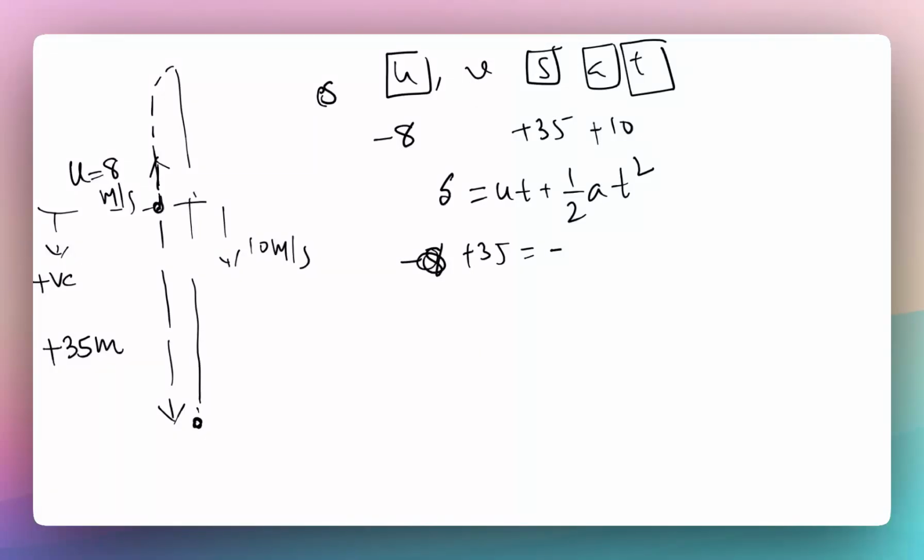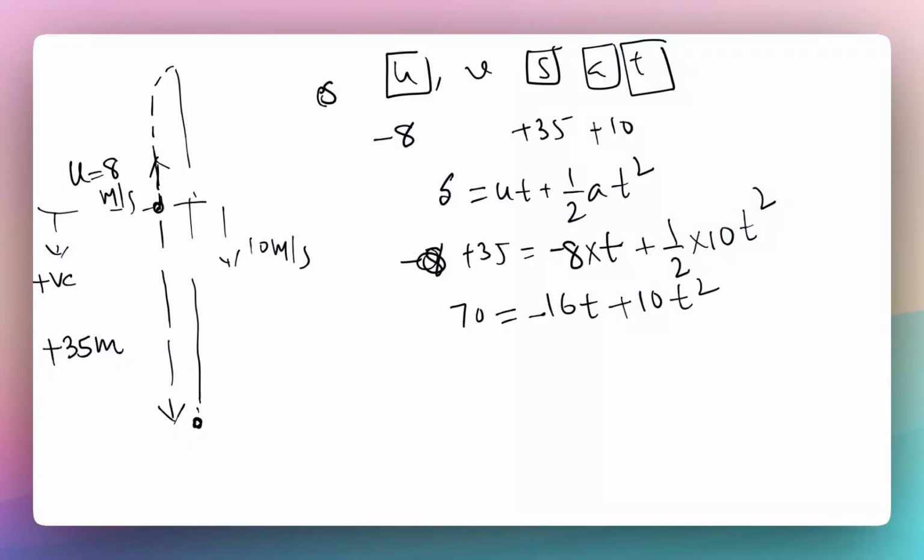U is going to be minus 8. And then my s will be ut plus half into 10 into t squared. Okay, so now this will go on that side, so it becomes 70 is equal to minus 16t plus 10t squared. As you can see, now it's forming a quadratic equation, right?